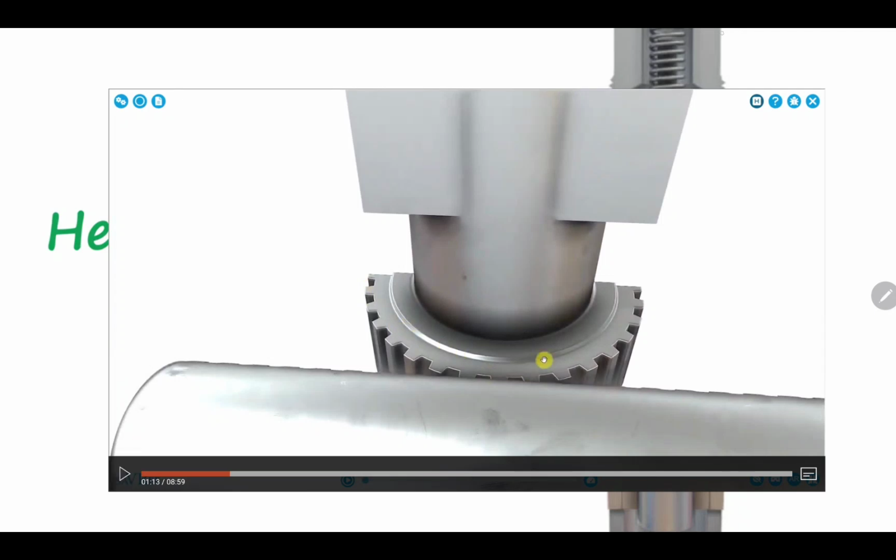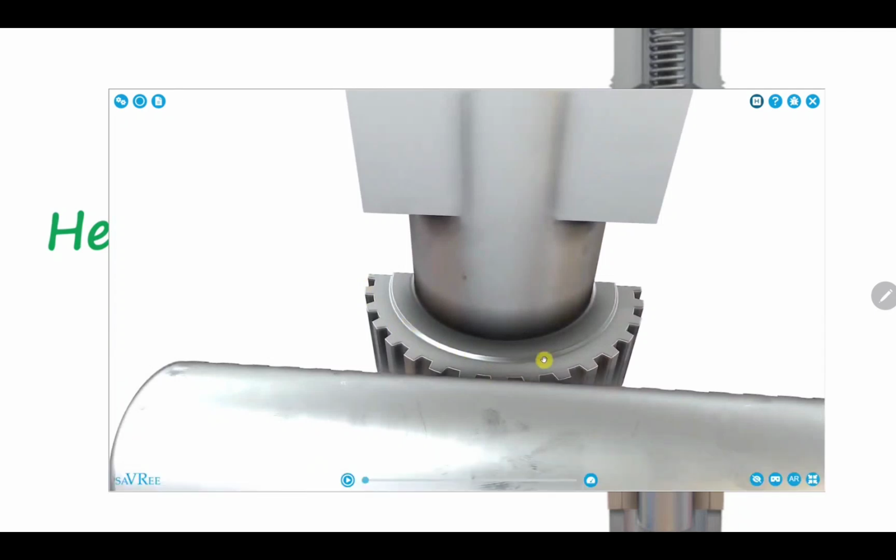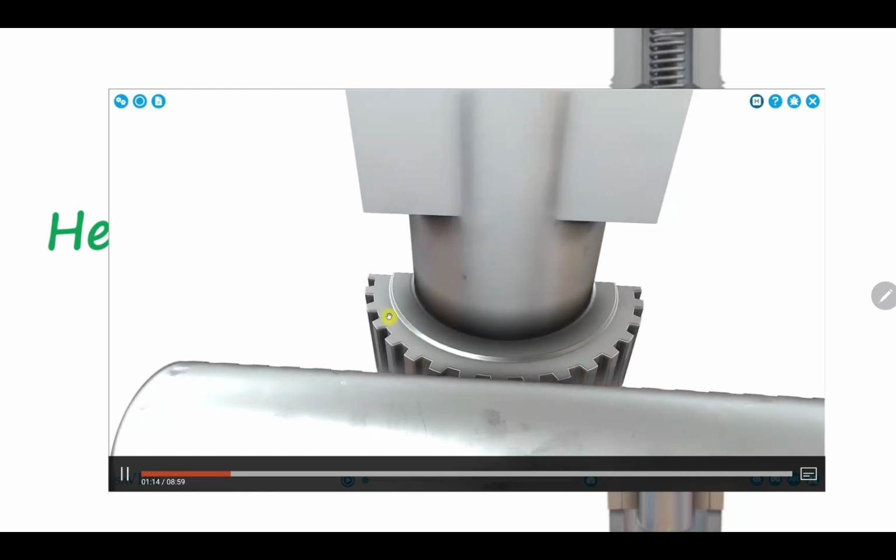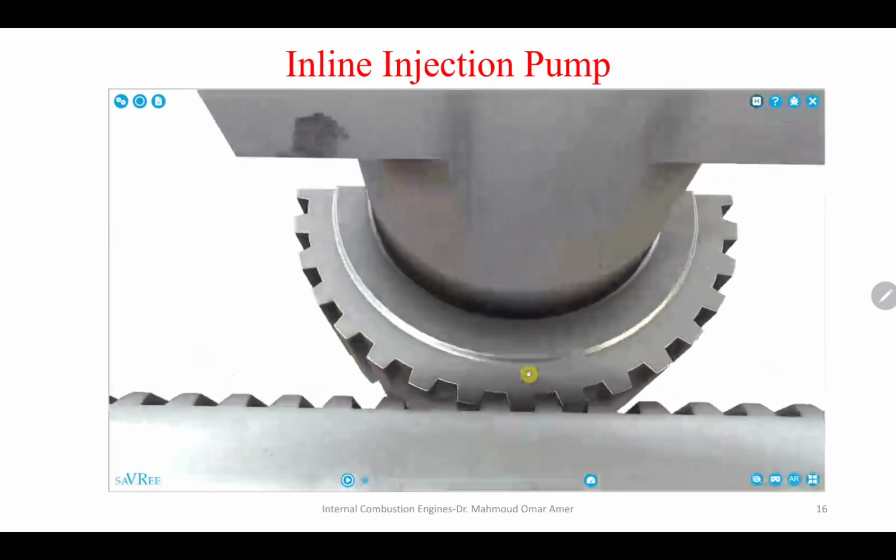You remember the bronze colored part that was like a gear that was around each plunger? This is how it moves. It has a geared part and a rack that moves right and left. So as this rack moves right and left, it rotates the plunger.